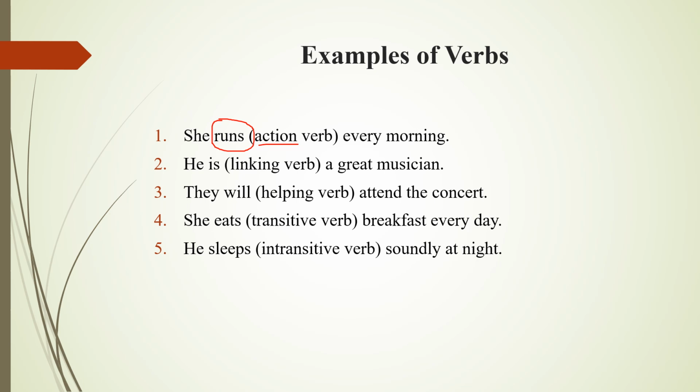Then, he is a great musician. So, is is a linking verb. He is the subject. Great musician is the additional information regarding he. It is linking he with the information great musician. So in he is a great musician, is is a linking verb.